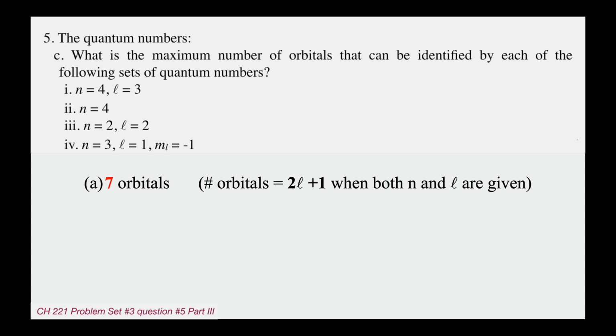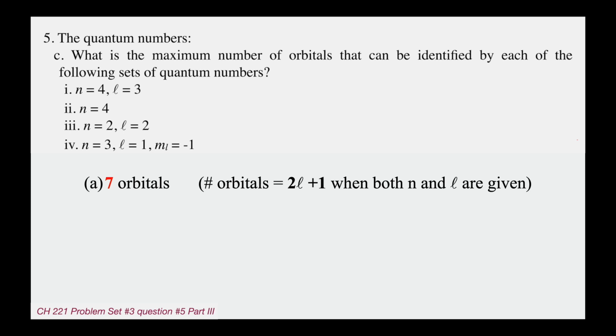So again, that was a good combination of n and l. None of the quantum numbers were broken. So 2l plus 1 would be the quick way. Those would correspond to all m sub l's from -3 to +3. So -3, -2, -1, 0, +1, +2, +3.